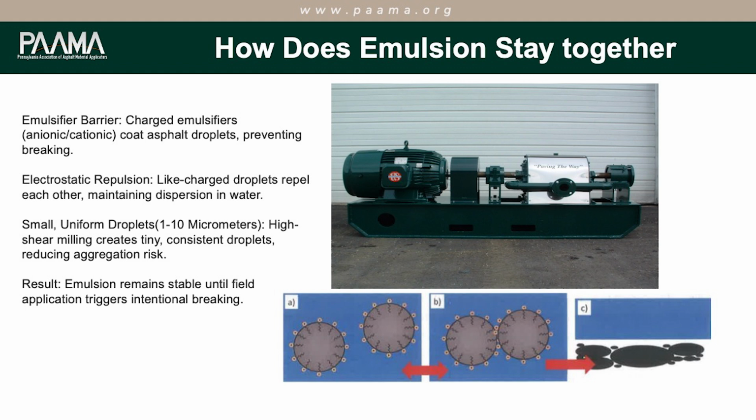In the pictures here, we have an example of a colloid mill just by itself, and then down below, you can see there's 2 asphalt molecules, and around them is the emulsifier barrier. And based on what you put into your soap phase, you can change how long or how fast those asphalt droplets come together. So it could be a rapid set, medium set, slow set, quick set.